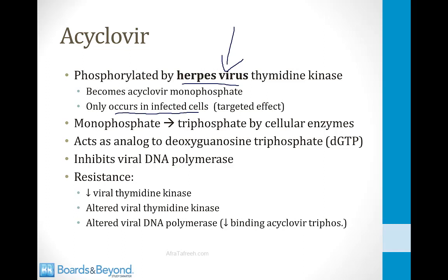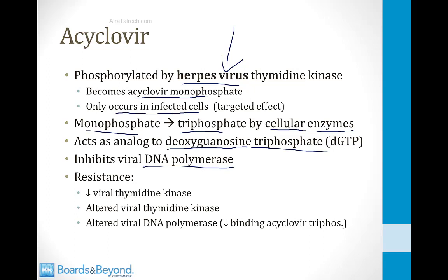Once the herpes virus kinase acts on it, it becomes acyclovir monophosphate, and then the monophosphate form gets triphosphorylated by cellular enzymes. So the infected cell has enzymes which add 2 more phosphate groups to acyclovir so that it will be triphosphorylated. And then, as I said before, it acts as an analog to guanosine, so it will look like deoxyguanosine triphosphate and mistakenly be taken up by DNA polymerase, and then the enzyme will become inhibited.